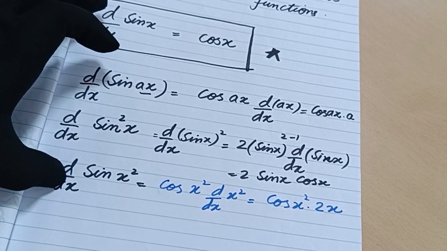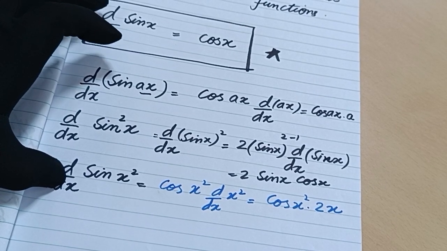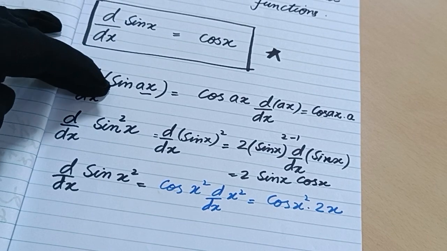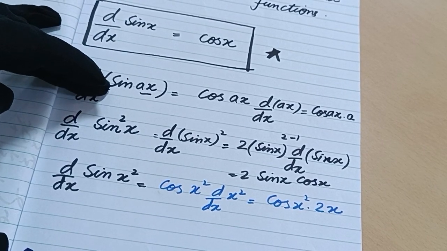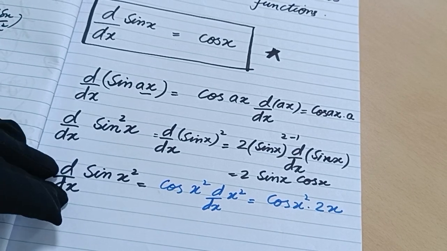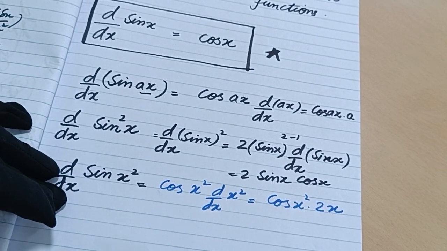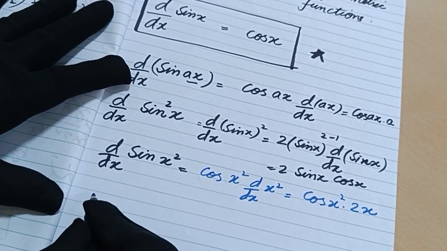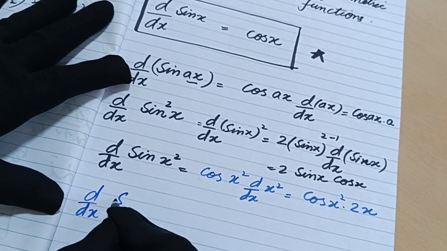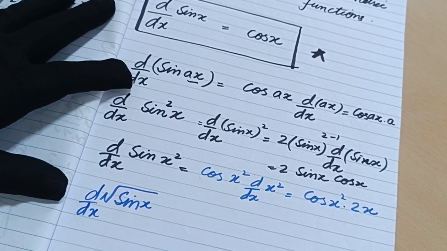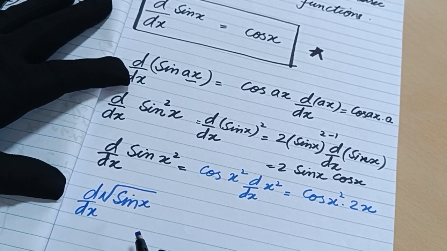Now, these are the different cases. One simple case. Second case, when the angle has a coefficient. Third case, when the trigonometric function has a power. Fourth case, when the angle has a power. Fifth case, which normally comes in our observation, the derivative of the ratio with a whole square root. Square root means whole power 1 by 2.